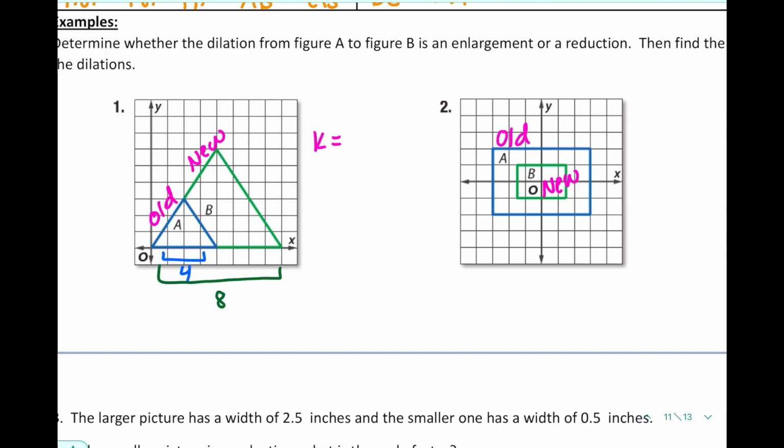Now I have 2 corresponding sides. So then you can go through, again, do new over old. So the new figure is the bigger one. The old figure is the smaller one. We can reduce that to 2 over 1. So that's my scale factor. And then you can say if it's an enlargement or a reduction. You also could have said that ahead of time, but this is an enlargement because it got bigger.